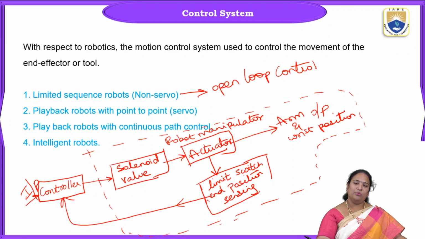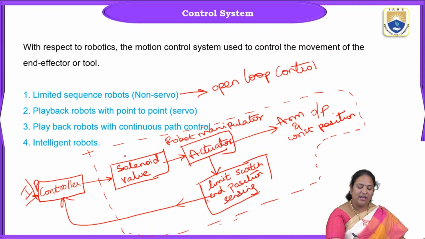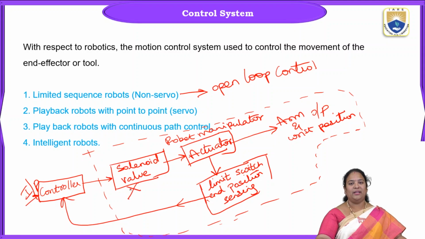Whatever error we are getting in the output, we cannot identify any errors in the open loop system. So here, as the arm starts working, as the arm and wrist position is being set, the actuator sends a signal to the limit switch end position sensing. Right? As the actuator sends a signal to the limit switch position, this limit switch sends the signal to the controller, where the solenoid valve gets deactivated.